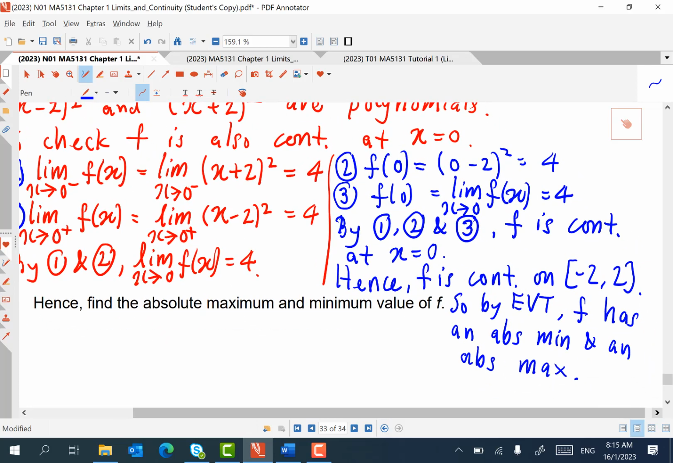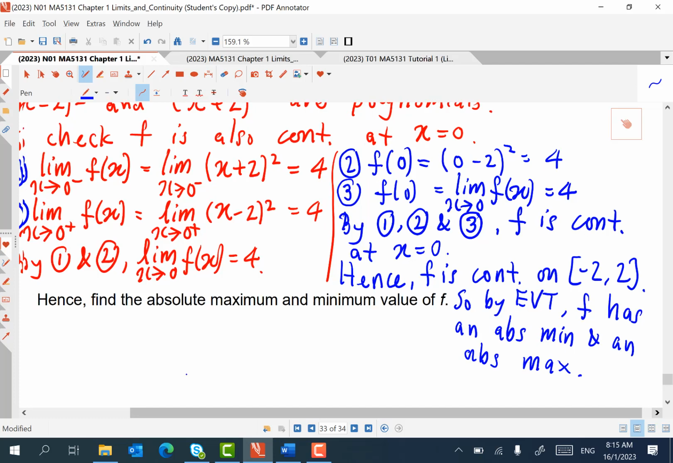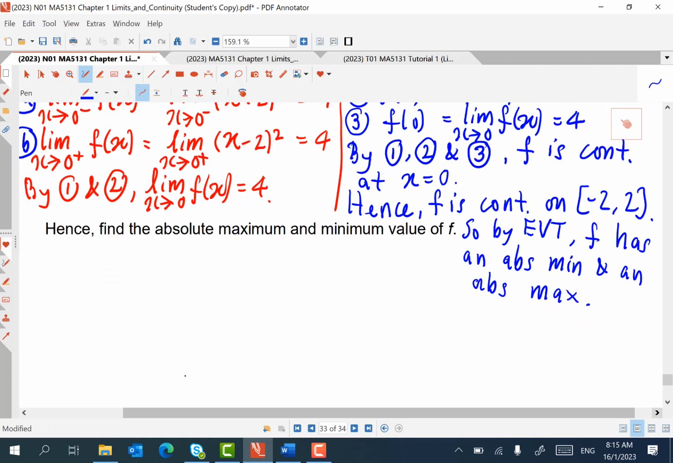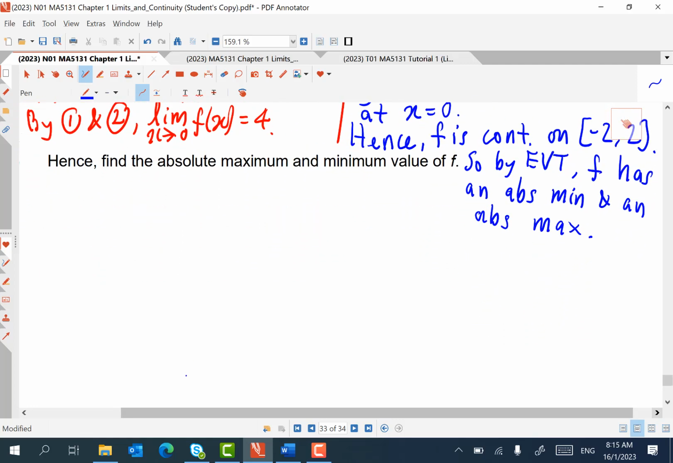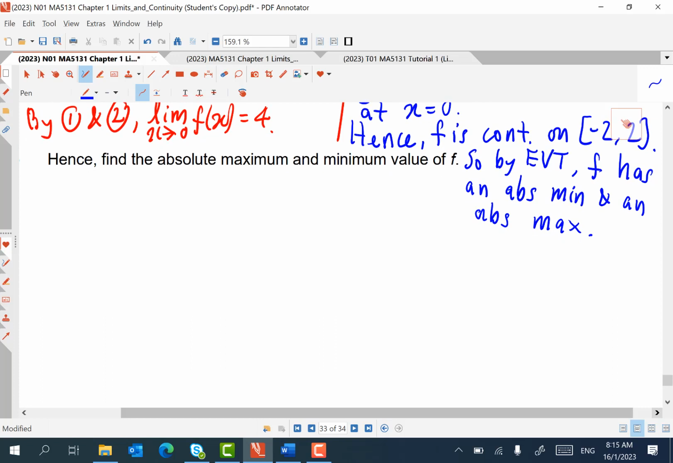So to show that a function has absolute max and minimum, you just have to show that it is continuous on a closed interval. Then followed by this, the question asks for the absolute max and minimum. You will realize that in the AP exams, to find absolute max and minimum, you must actually do two things.